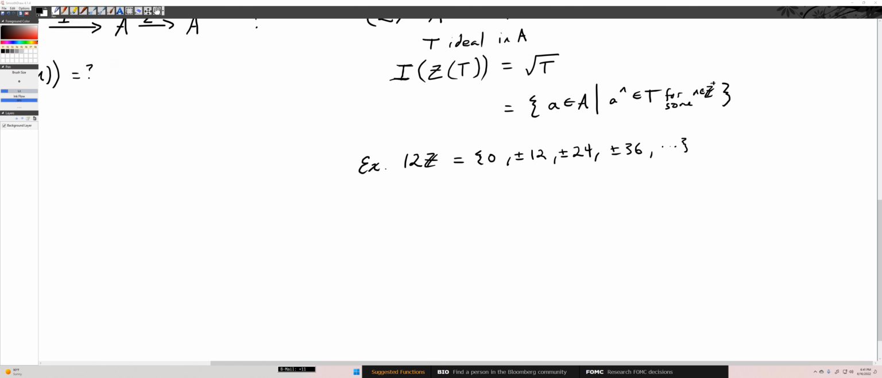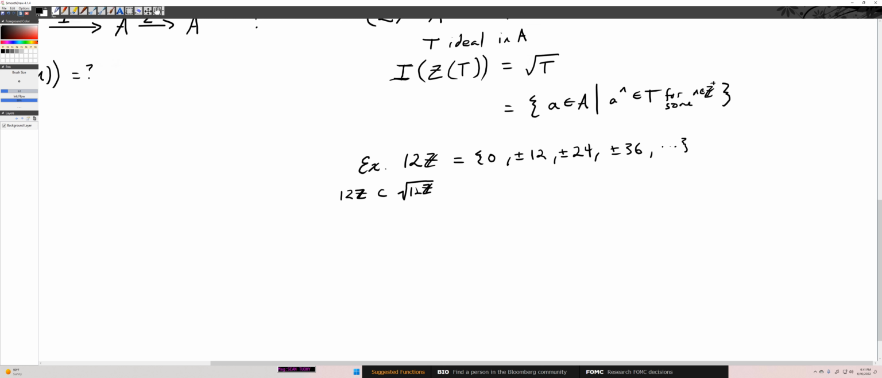Here's an example. I have in my possession an ideal 12Z. We know what this looks like. It's just 0, plus or minus 12, plus or minus 24, plus or minus 36. And I am tasked with finding the radical of 12Z. Well, note that I could just choose 1 for the exponent, and then I know for a fact that 12Z is in the radical of 12Z. So the question isn't really, is it the same, so much as is there anything else in there that I could find as the exponent of something.